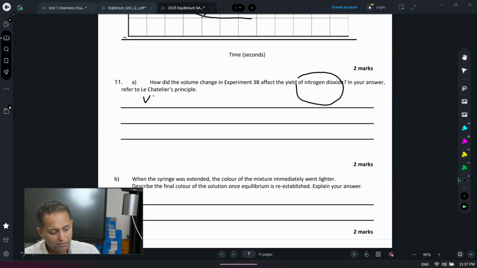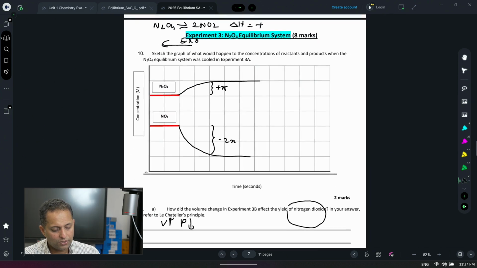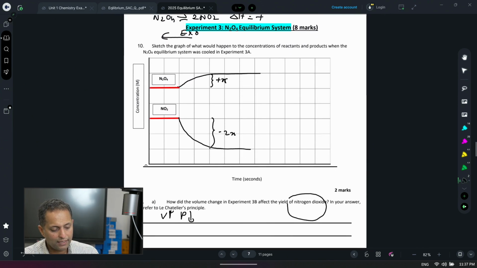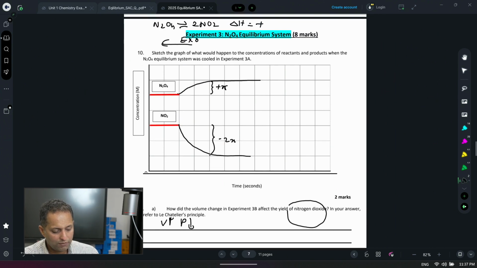Okay. The volume is increased, so the pressure will decrease. So the system partially opposes the change by trying to increase the pressure. Therefore, the system will favor the side with more particles.